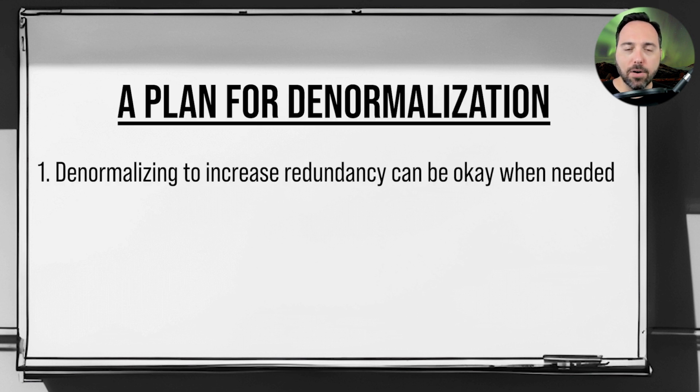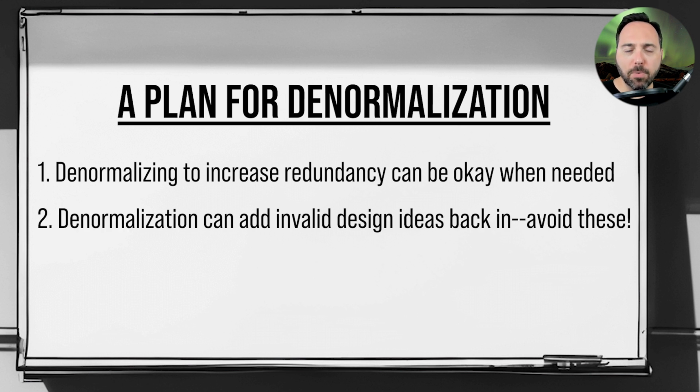Denormalization to increase data redundancy can be okay when it is absolutely necessary. For example, data warehouses are an exercise in denormalization, and we've already established the fact that they're fine if we follow the rules around them. But denormalization can add invalid design ideas back in, the kind of stuff that we removed by going to Boyce-Codd normal form and fifth normal form. If you do decide to denormalize any given relvar, be sure that you don't introduce things like update anomalies right back in as a result of your action. And that leads me to my final point.